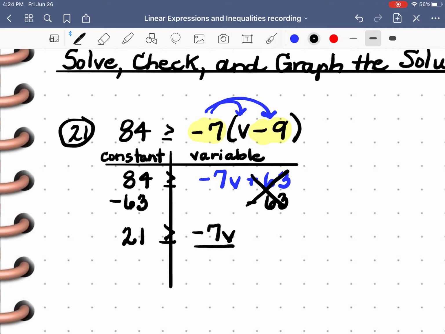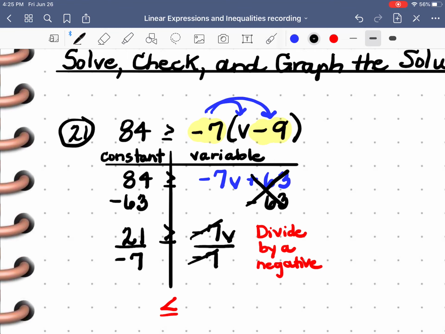So then I will divide by the -7. And this is important. If you are dividing by a negative, remember what that does for us. That is going to reverse the sign right there. So I am left with, let's cancel those -7s, I'm left with a v and a -3.